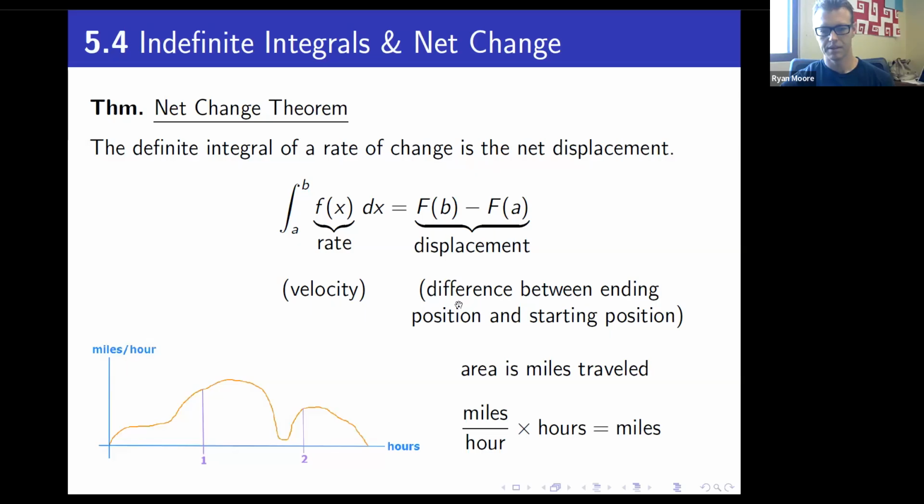Let's get to those examples. We just learned the net change theorem, that if we take the definite integral of a rate, we end up with net displacement. And if we were thinking maybe like miles per hour, then our displacement would be how many miles we went.